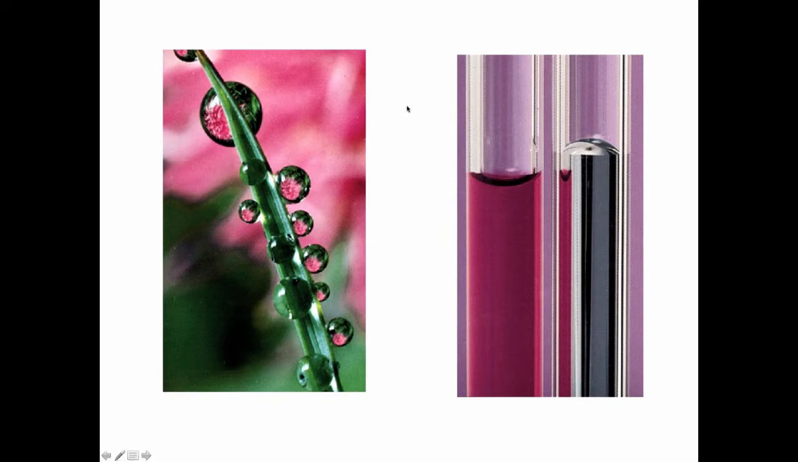So here are a couple examples. Here are small beads of water forming on a blade of, looks like grass. And here is a meniscus that's concave upward, for mercury. And here is the water meniscus, concave downward.